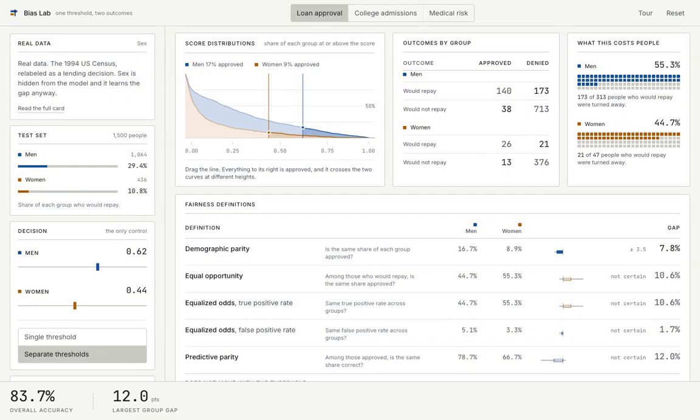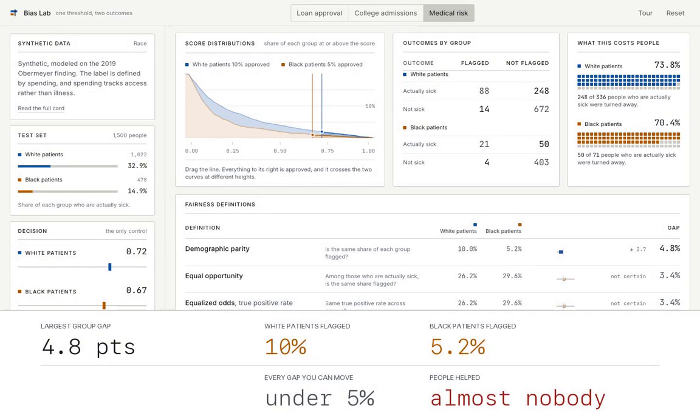All right, let me fix it. I get a separate threshold for each group. Every fairness metric on this page is now under 5%, every single one. By every definition on this screen, I fixed it.